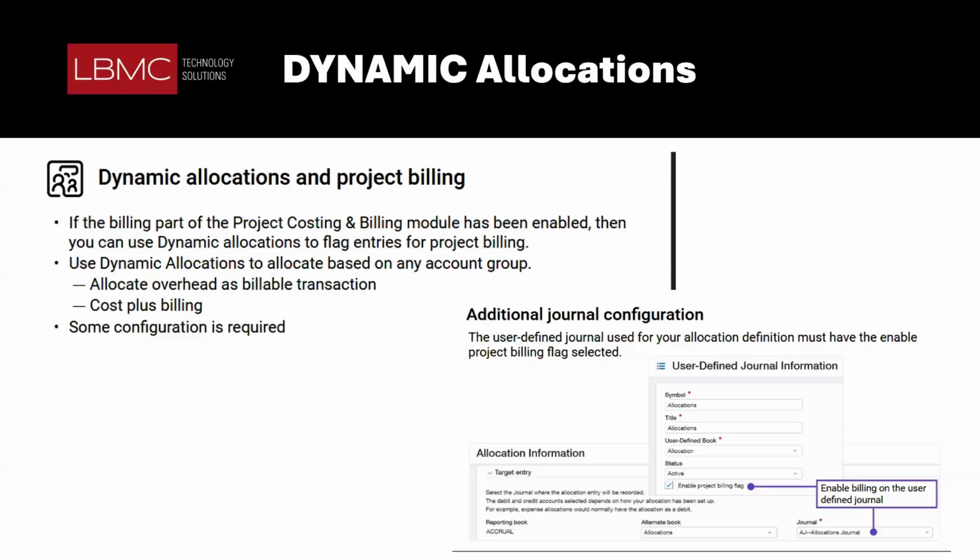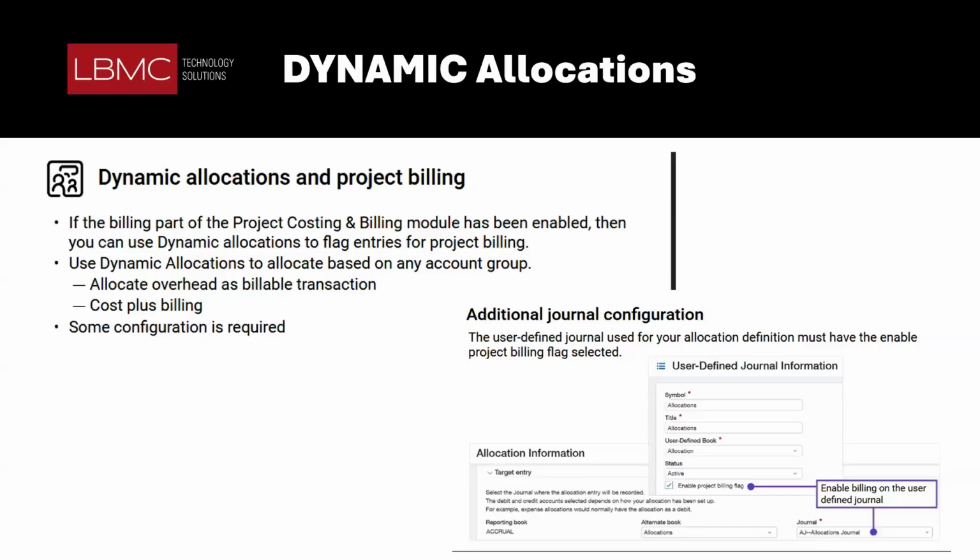As we saw within the system, your additional configuration will be used in your user-defined journal when you set up allocation information. And as you can see within that user-defined journal information, you have the ability to enable project billing. So that project billing will be enabled. And once you have that project billing enabled in the system, you can use that for project billing and allocating costs within that project.